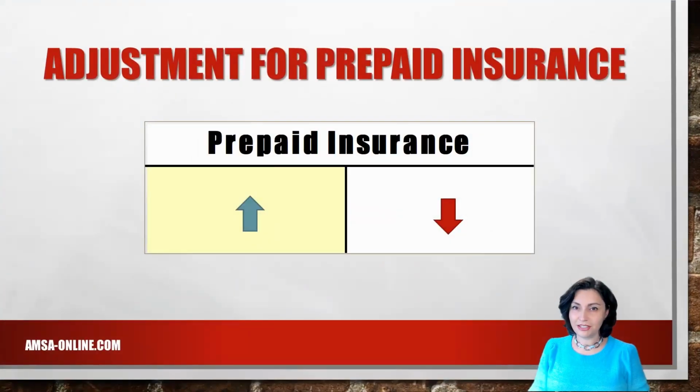Let's first look at a T account for prepaid insurance. Remember that prepaid insurance is an asset account. Assets are increased by debit and decreased by credit.